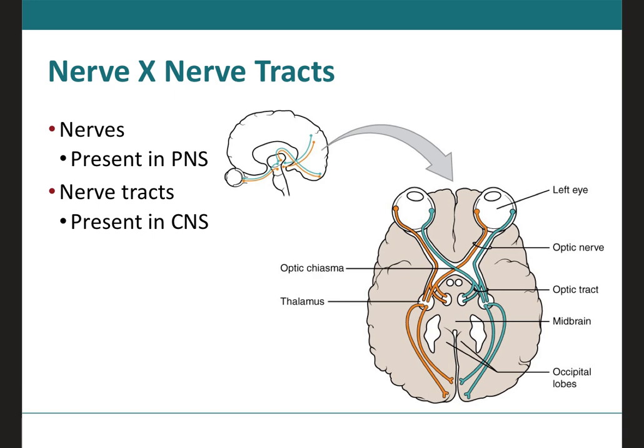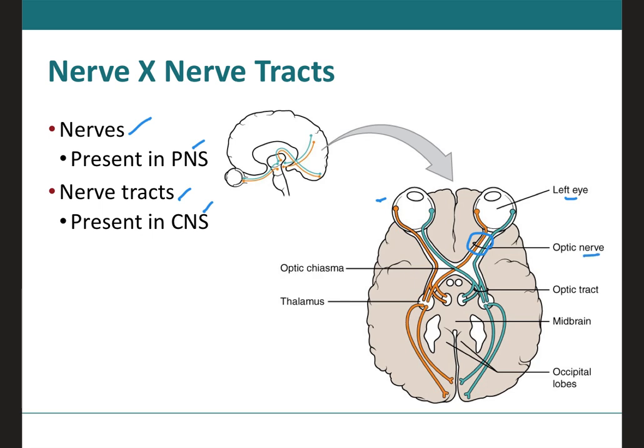Now, because we have areas that have bundles of neuronal cell bodies, we also have areas that will consist of bundles of axons. If they are located in the central nervous system, they will be called tracts. If they are located in the peripheral nervous system, they will be called nerves. So in this example, we're talking about the nerves and the tracts that go from the eye. So this is your left eye, this would be your right eye. Because these are located in the peripheral nervous system, they are called nerves.